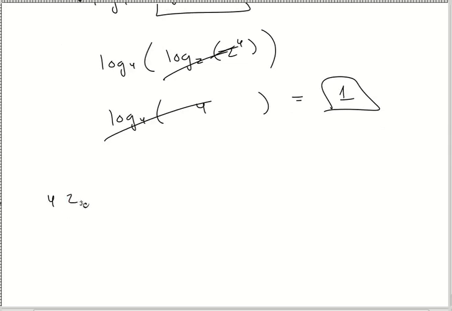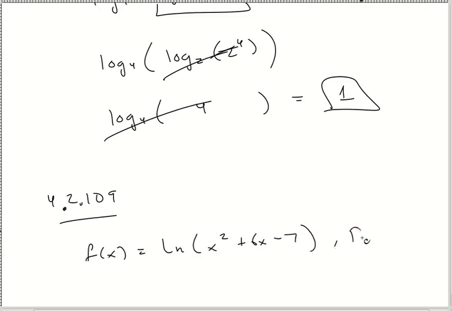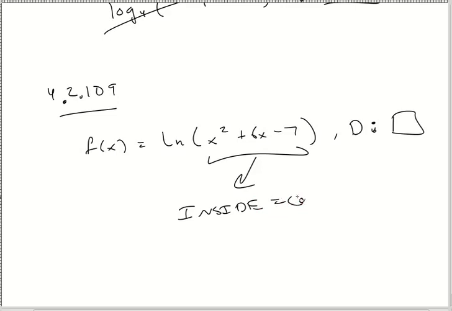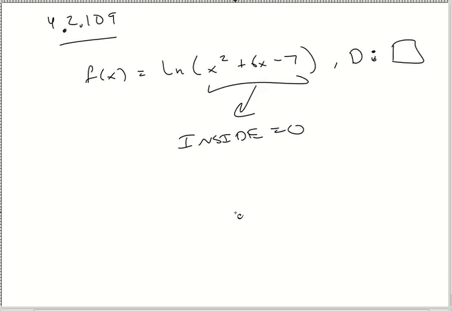Okay, 42109. I got f of x is equal to ln of x squared plus 6x minus 7, and they say find the domain. This one's actually a little bit longer problem. I'm going to say set the inside equal to 0, and then let's start solving. What we're doing here is trying to find vertical asymptotes and stuff like that.